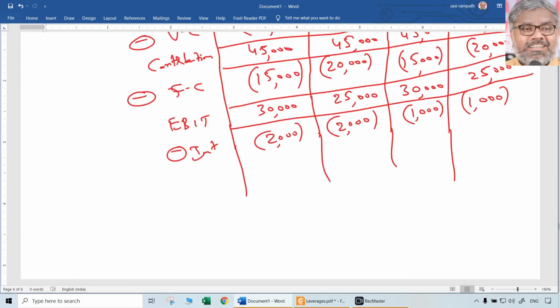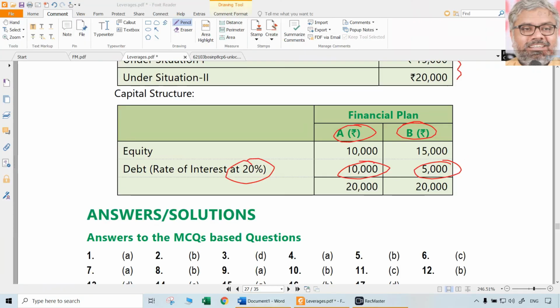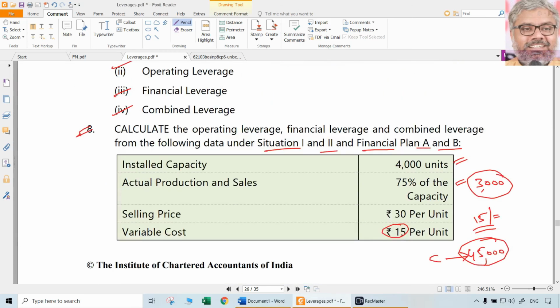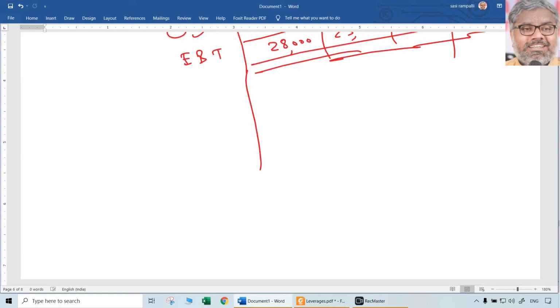So now everything will be different completely. If you look at this, all are different. Earnings before tax. Here you have 28,000, 23,000, 29,000 and 24,000. All different EBTs are there. So that's the thing. First of all, we can calculate and keep it ready so that we can find out what all 3 types of leverages are asked here. Simple. For each of the leverages, we have to just use the formula.